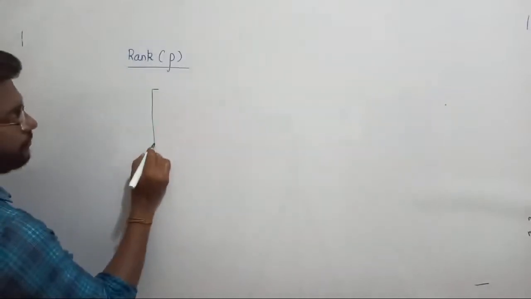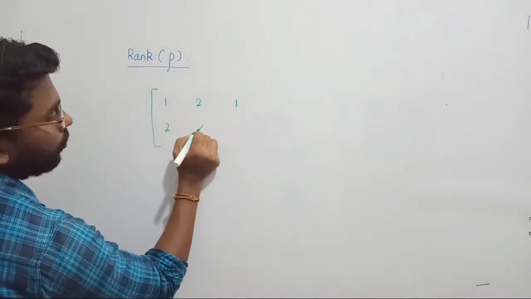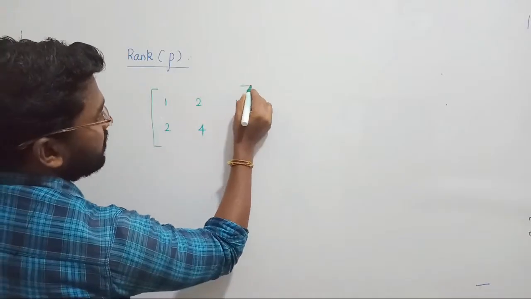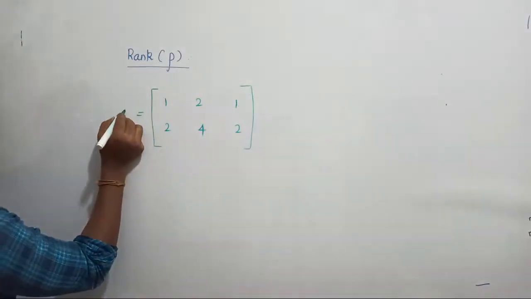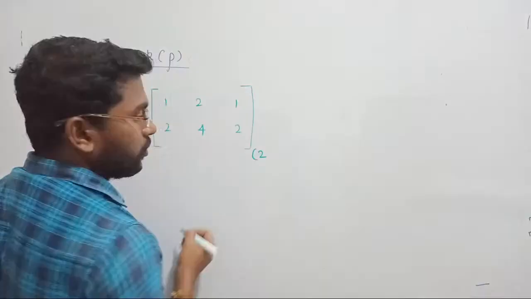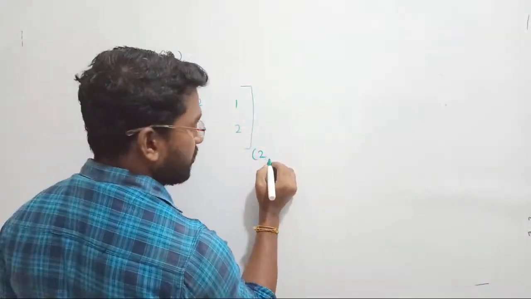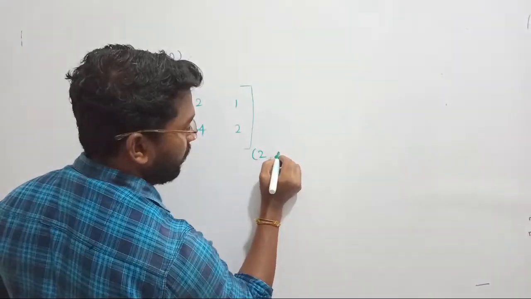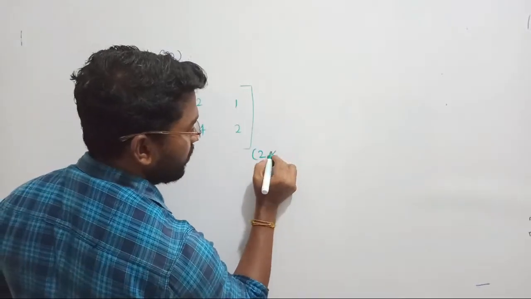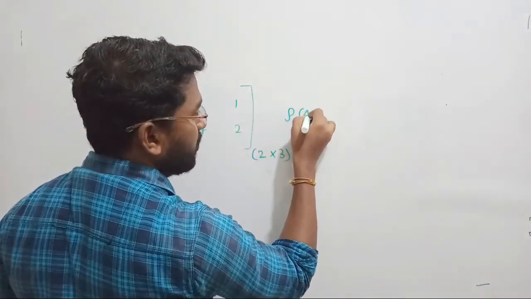Let us proceed. Let us select 1, 2, 1, 2, 4, 2. Let me select the matrix like this, right? And what is the order of this matrix? Its order, how many rows are there? 2 rows are there, right? And it is going to be what? 2, 3 we can write. Okay, let me write it. 2 cross 3, right? For the rank of the matrix, how can the possibilities come?